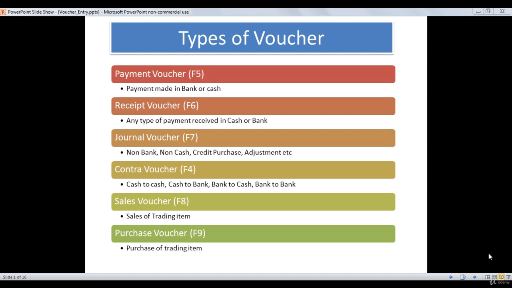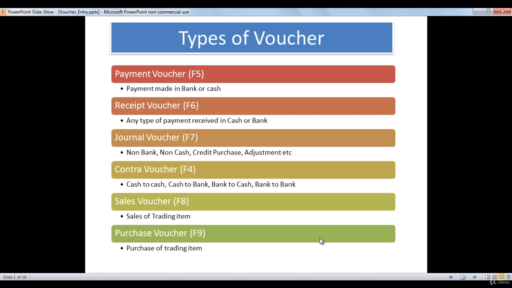Again, let's say from the Noida cash account, money of 10,000 rupees has been transferred to the ICICI bank account. This kind of transaction will be considered cash to bank. Now let's say the company has transferred 20,000 rupees from their ICICI bank account to their HDFC bank account. This will be considered bank to bank. Again, if they have transferred some money from their bank account to their cash account, that will be considered bank to cash.